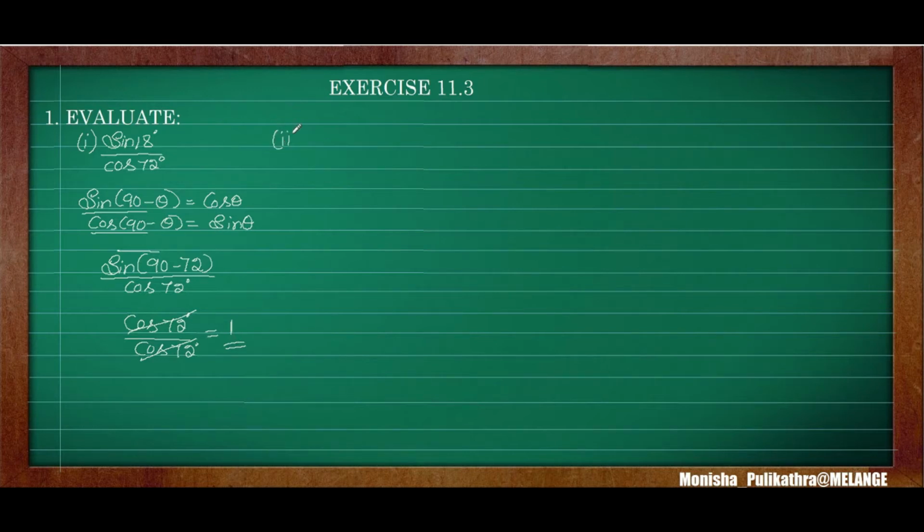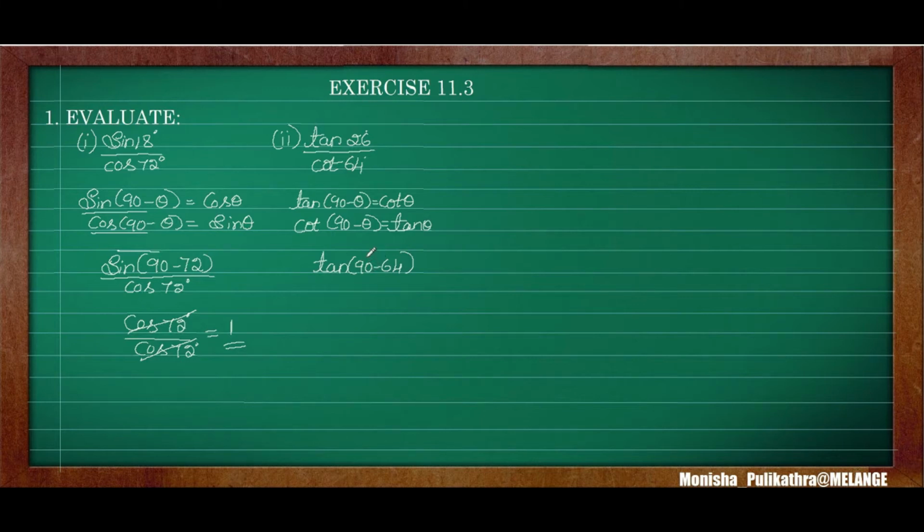So moving on to the second question. The second question is also similar to the first one. So that is tan 26 degree divided by cot 64 degree. We have to change either one. So we know that tan 90 minus theta is equal to cot theta, and cot 90 minus theta is equal to tan theta. Okay, so I will be shifting this first one. So tan, instead of 26 I will be writing 90 minus 64.